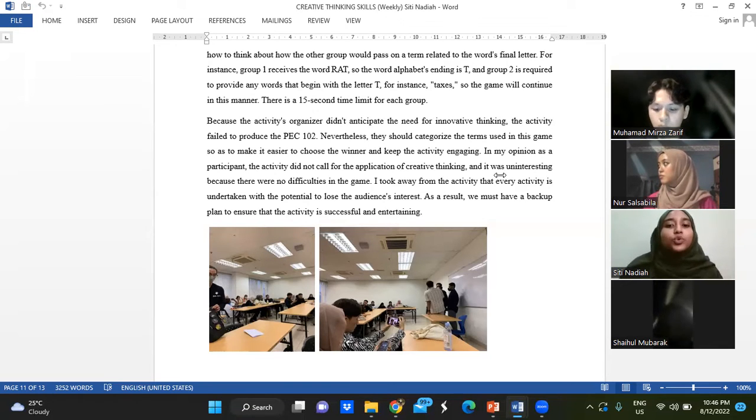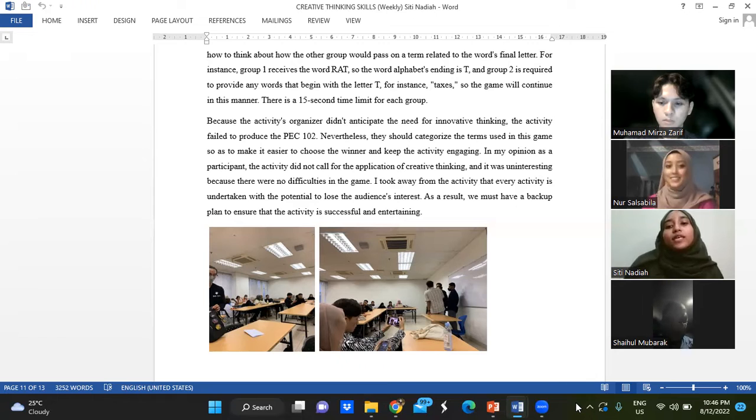Furthermore, I learned through another activity that effective teamwork and organization depend on everyone contributing their effort rather than relying on just one person. Last but not least, I also learned that every activity is undertaken with the potential to lose the audience's interest. As a result, we must always have a backup plan to ensure that the activity is successful and entertaining. That's all from me, madam.